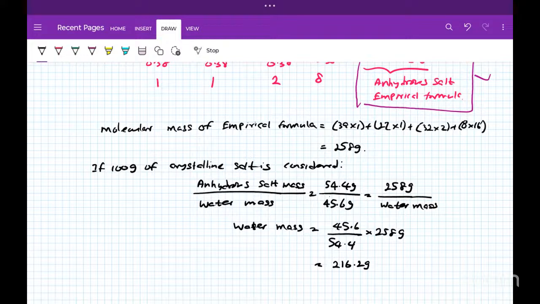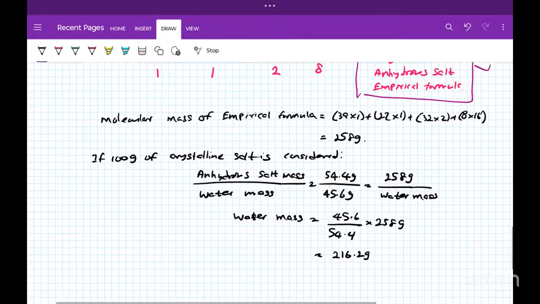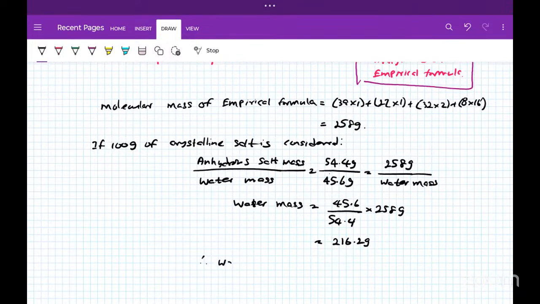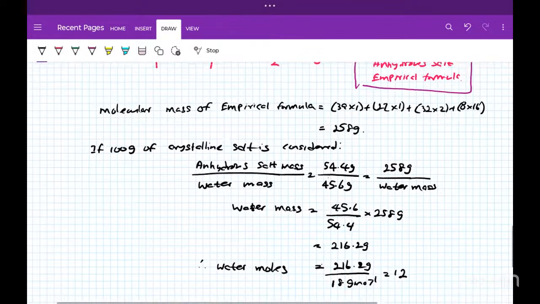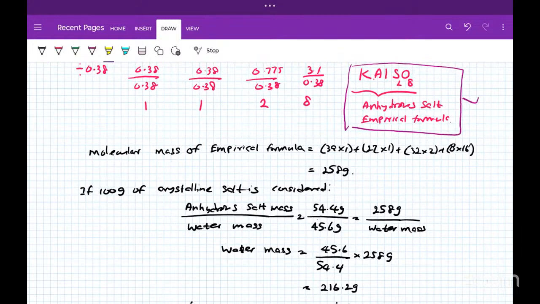Then you can calculate water moles related to this empirical formula, right? So therefore, water moles will be equal to 216.2 divided by water is 18, right? 18 grams per mole. So they have calculated this one to be 12. So that means within this empirical formula that we have calculated, there should be 12 H2O molecules, right?